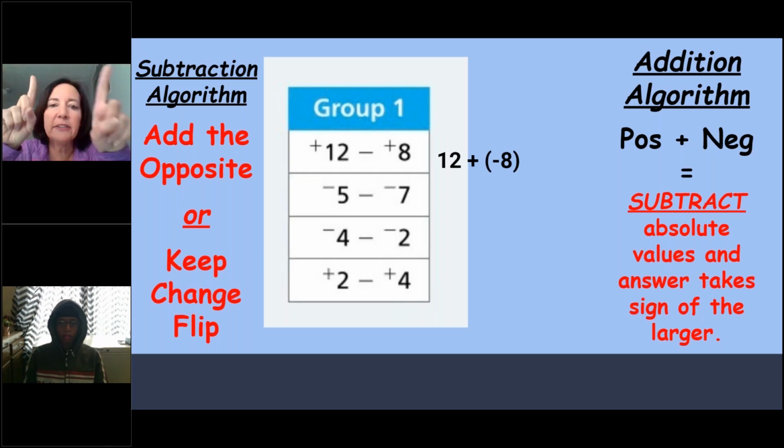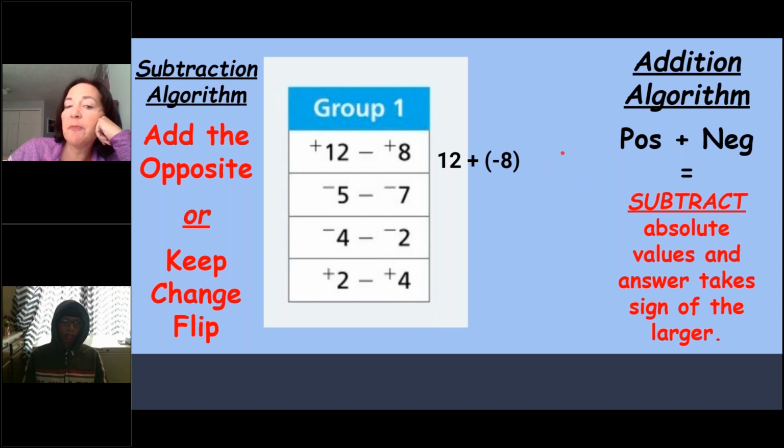Okay, well, think about it. Our signs are different. We have a positive and a negative. So we're actually going to subtract the absolute value. So we have to subtract the 12 and 8. It would be like 12 minus 8. Can you do 12 minus 8? Well, it'll be a 4.